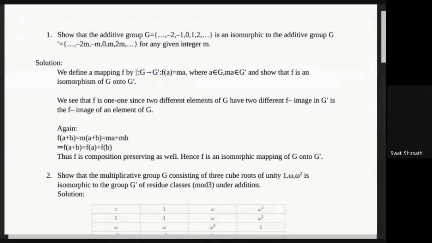So f is a function from G to G dash. Whatever comes from G is your input and whatever goes to G dash is the output. Are you getting this? How do we write functions?